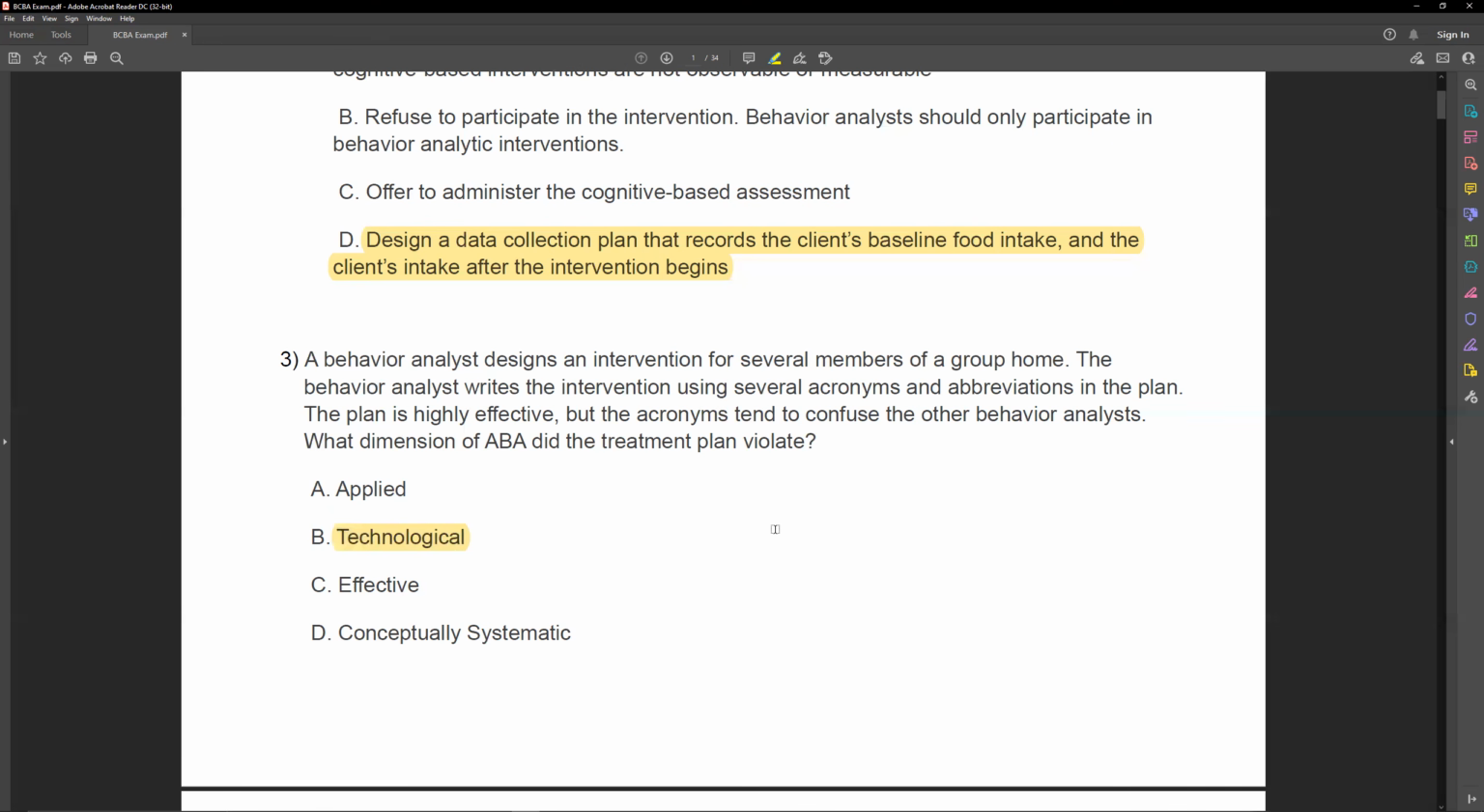Okay, so effective, right? Well, within the question, it tells us it's effective, but effective means there's significant change based on our intervention. Okay, so we can see from the question this has happened. And then conceptually systematic means we base our treatment in behavior analytic principles. Okay, there's nothing to suggest that this behavior analyst intervention isn't based in behavior principles. The only thing missing, okay, is the ability to replicate this treatment plan effectively across multiple people. Therefore, we have violated the technological aspect.